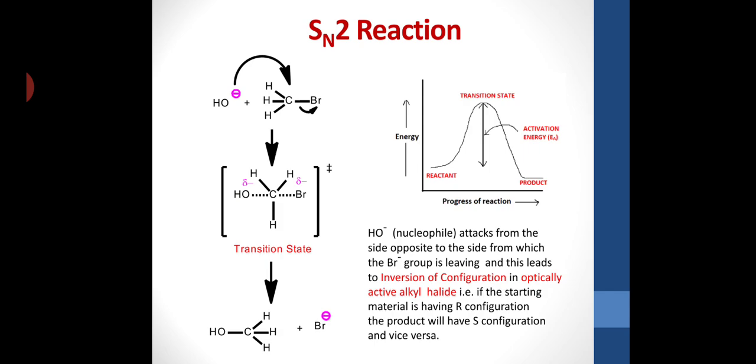OH minus, that is the nucleophile, attacks from the side opposite to the side from which the leaving group Br minus is leaving, and therefore the configuration of the product is exactly opposite to that of the starting material. If we start with an R isomer, the product is S and vice versa.